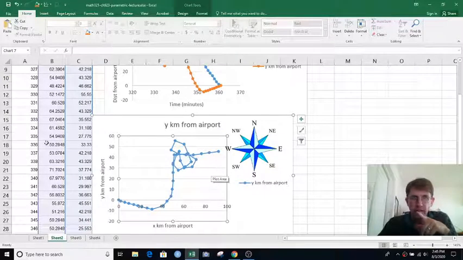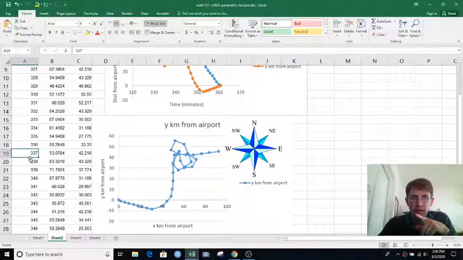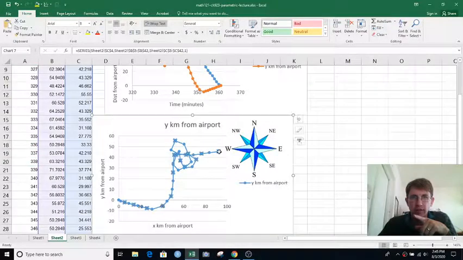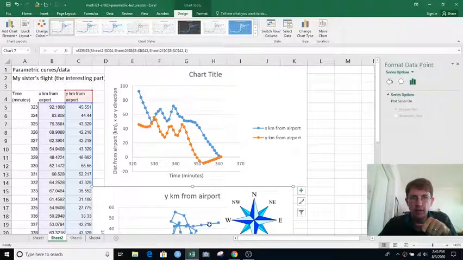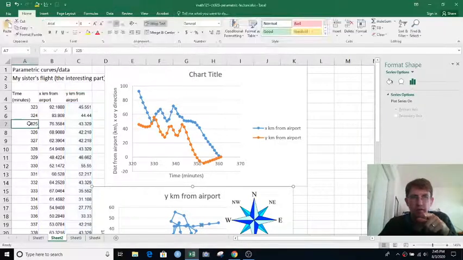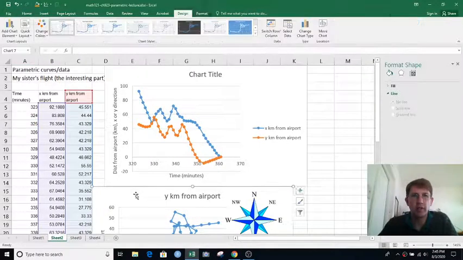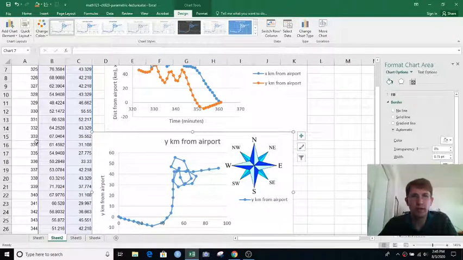Well, we're kind of lucky that time was going in 1 minute segments here. So this dot is the very first point at time 323, and then this next dot is at time 324, and this next dot is at time 325, etc. So the dots show us which row in the data it was, and since the data was equally spaced 1 minute per row, it also shows us minute by minute where the plane was. So time is represented as movement along this path.